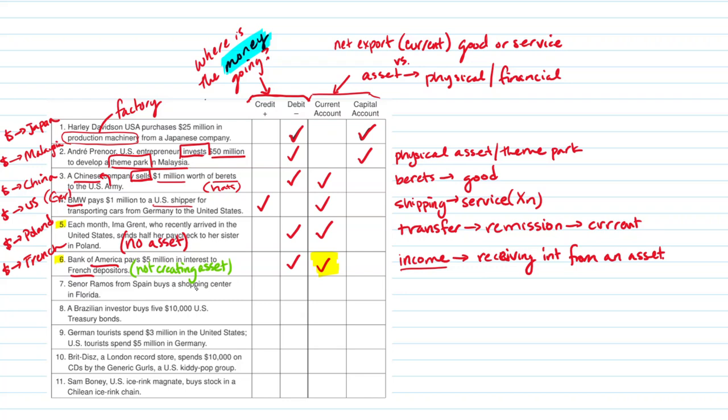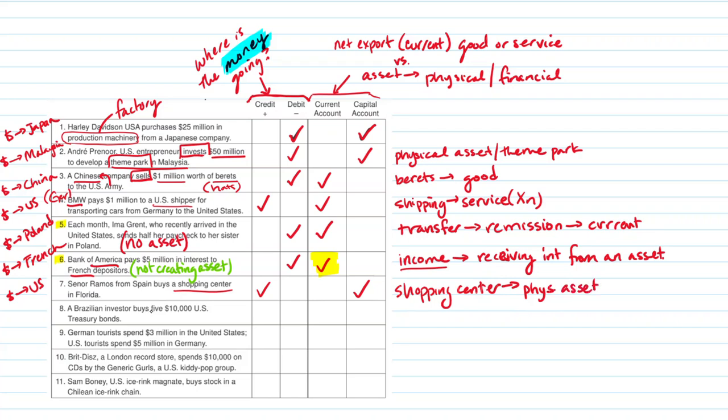Senor Ramos from Spain buys a shopping center in Florida. So we've got money coming to the United States. That's going to be a credit. Money to the United States is a credit, and a shopping center is a physical asset. So that goes on the capital account, right? Shopping center is a physical asset. Belongs on the capital account.